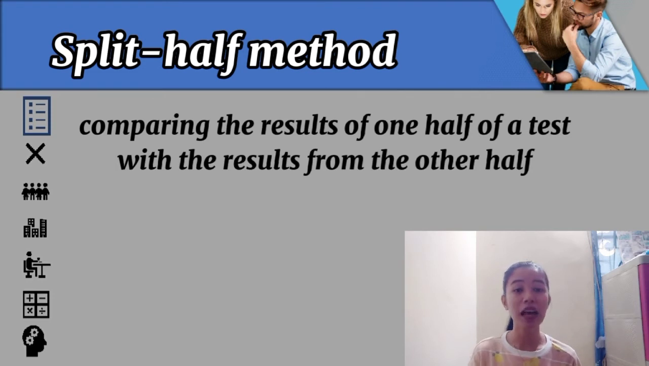Example, first half and second half are by odd and even numbers. If the two halves of the test provide similar results, this would suggest that the test has internal reliability. The split half method is a quick and easy way to establish reliability.